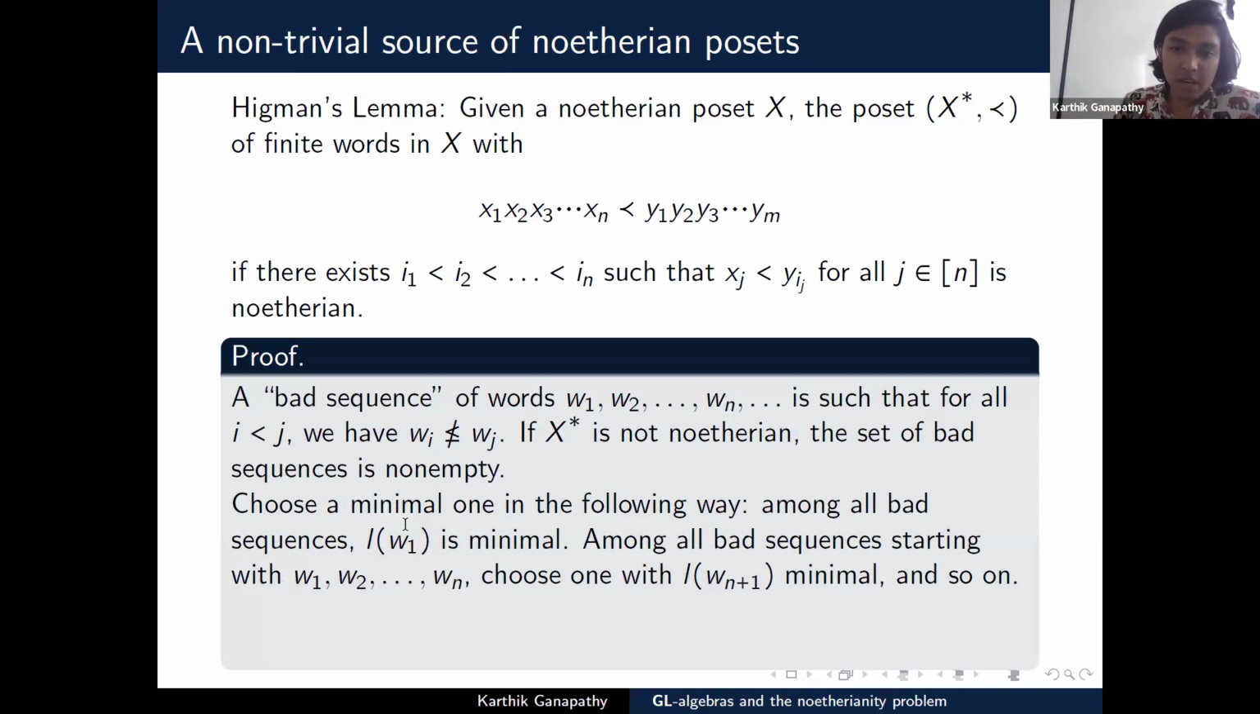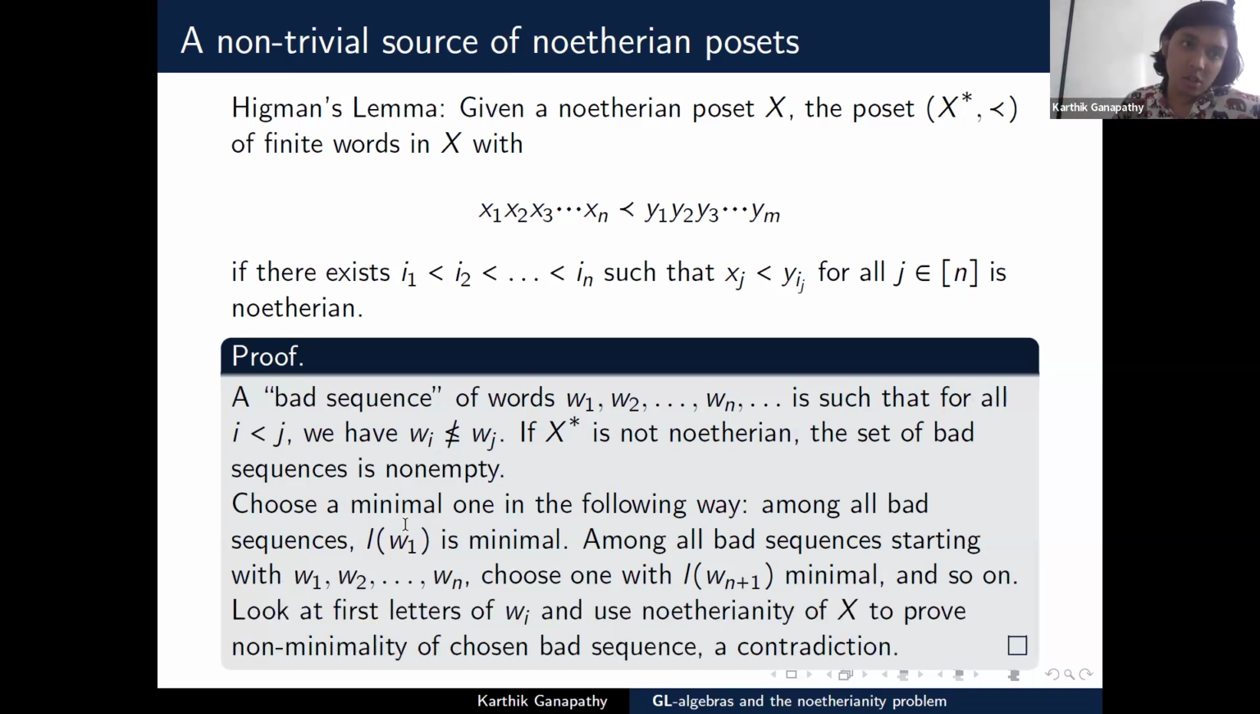Once you've chosen a minimal bad sequence this way, the key trick is that you can look at the first letters of the wi. Let's say they are x1, x2, x3, and so on, where xi is the first letter of wi. The key point is that because the poset you started with was Noetherian, this will contain an infinite ascending subsequence. And so with this you can cook up a bad sequence which is more minimal than the one I started with, by removing the first letter. This is not too hard. I've given you most of the ideas, and then you can get a contradiction this way.